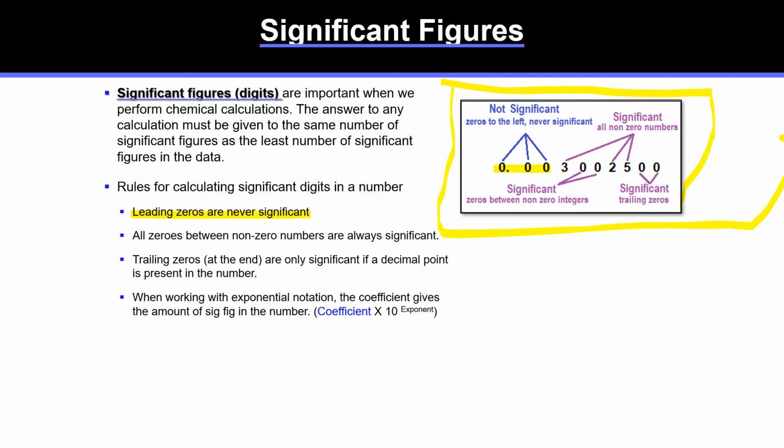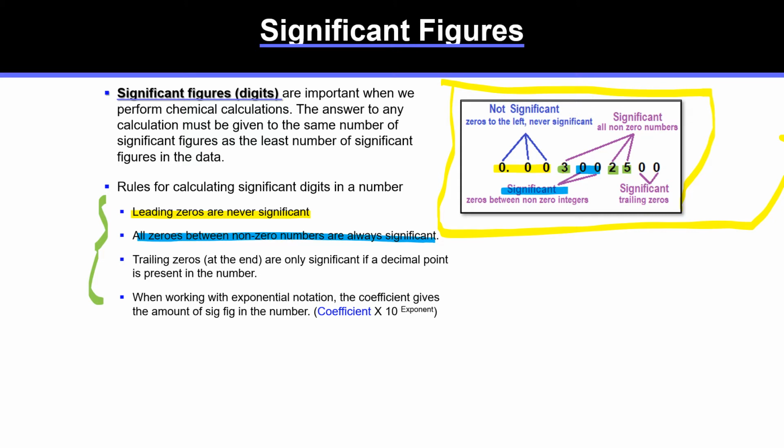Then we have a 3, a 2, and a 5, which are covered by these rules, because the integers that are different from 0 are always significant. And then we have the zeros in the middle of two integers different from 0, and all the zeros in between non-zero integers are always significant. That's why we count them as significant here.